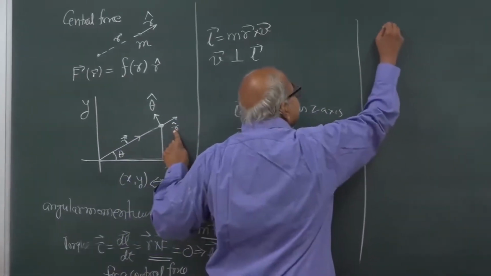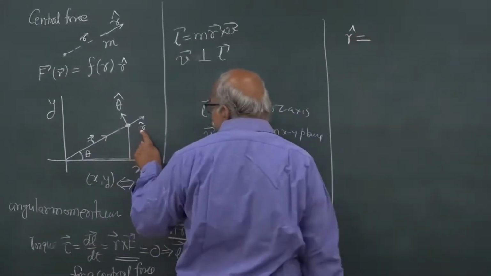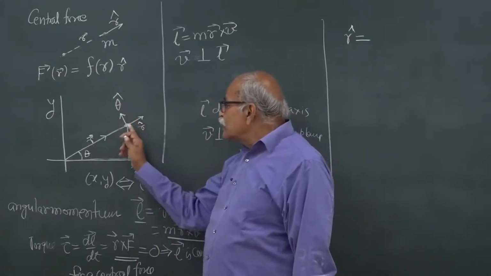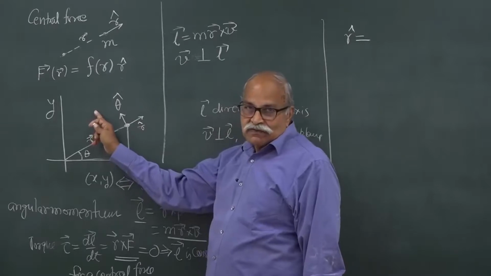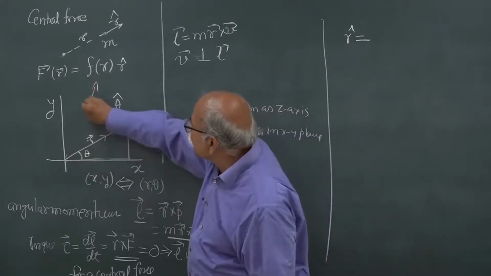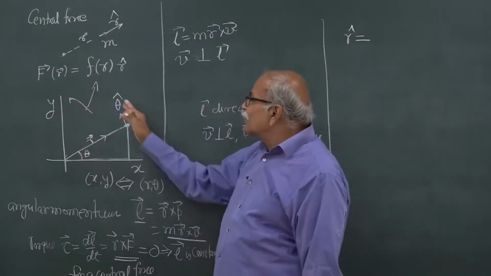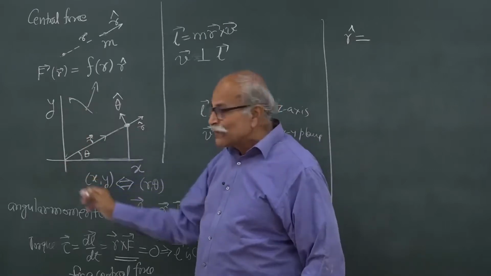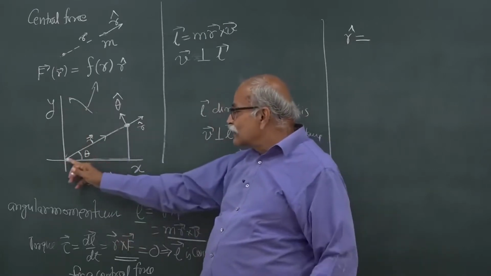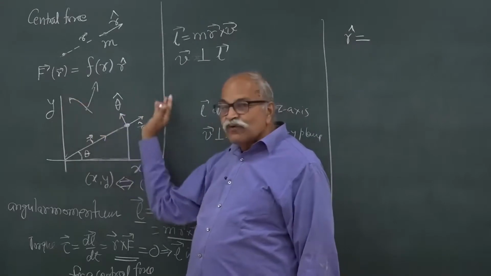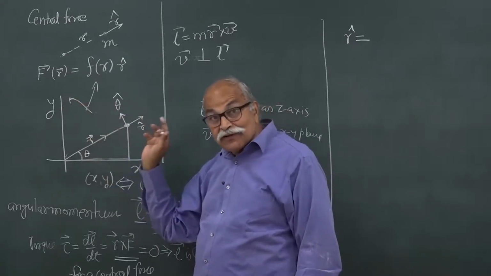What is this r cap in terms of i cap and j cap? Remember, this r cap and theta cap depend on where this point is. If the point is here, r cap is in this direction, theta cap is in that direction. These are not constant vectors; they depend on the position of the particle. i cap and j cap are constant: the x axis is fixed, the y axis is fixed, the particle is moving.